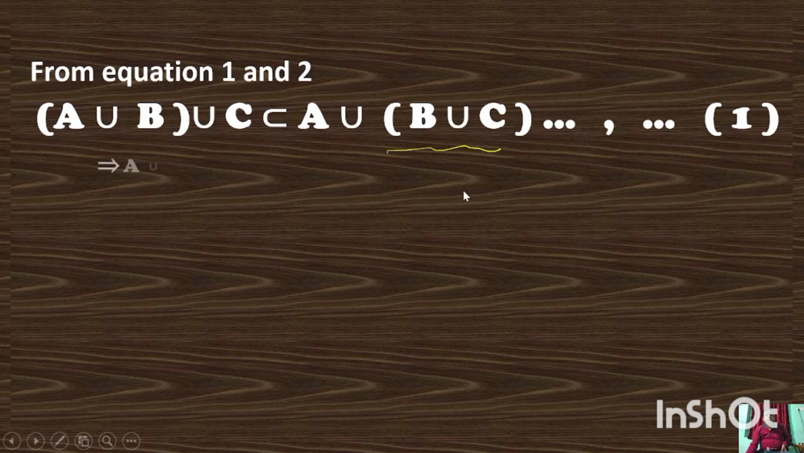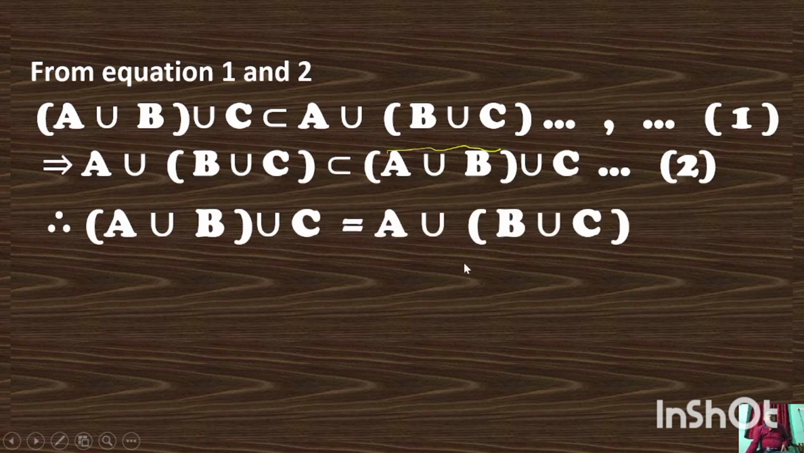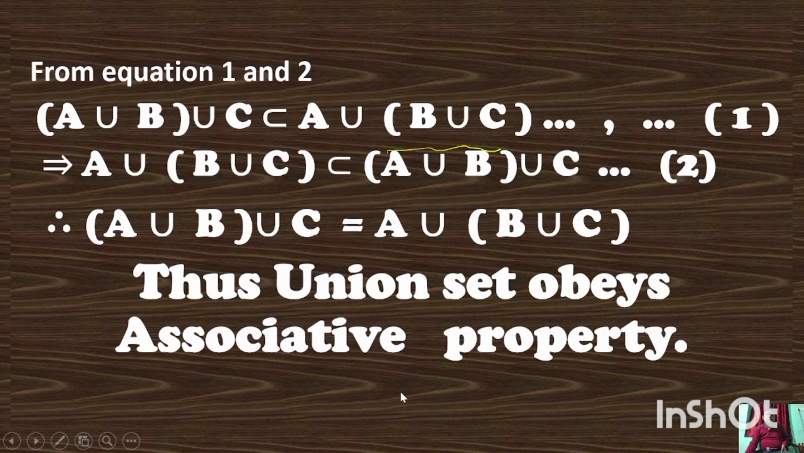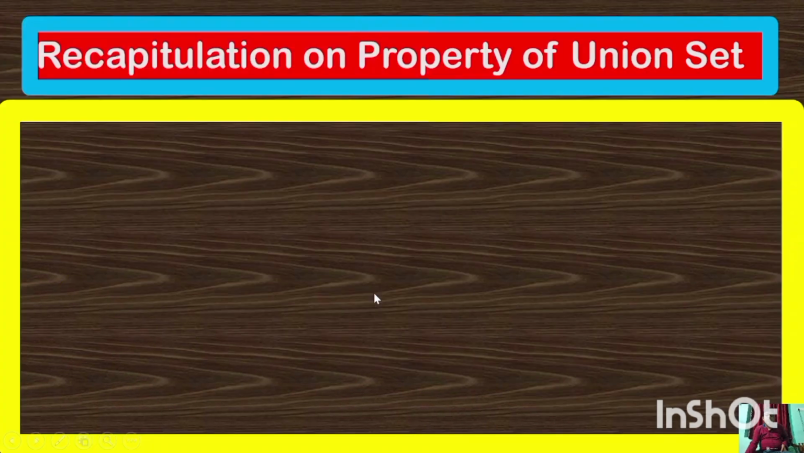And A union (B union C) is also a subset of (A union B) union C. Thus, the union set obeys the associative law from both the cases. This is how, using the property method, we can prove an important statement of the union set, that the union set obeys the associative property. Understand?